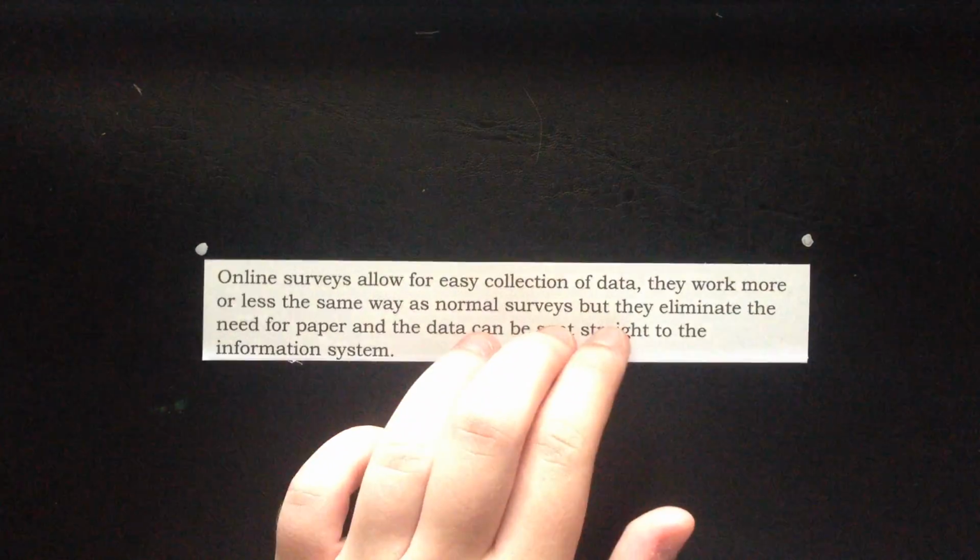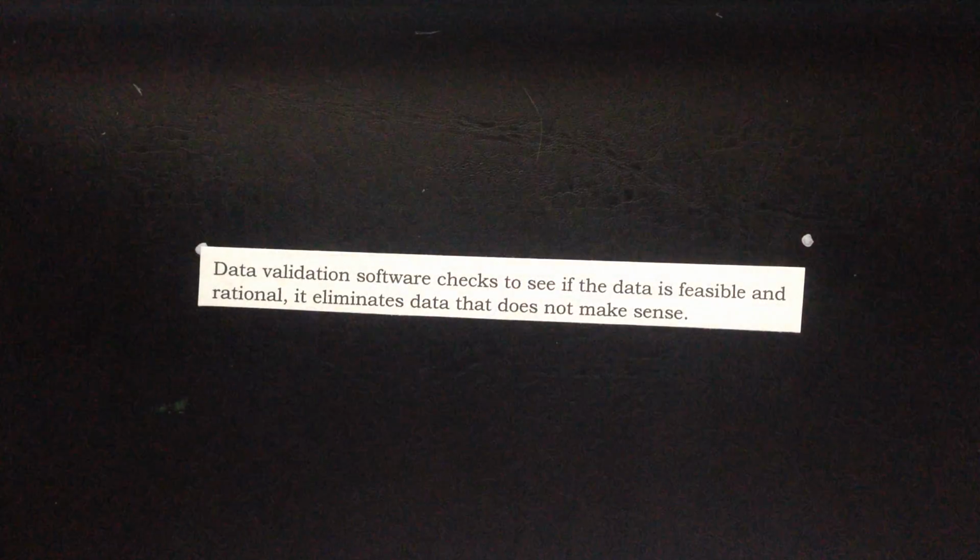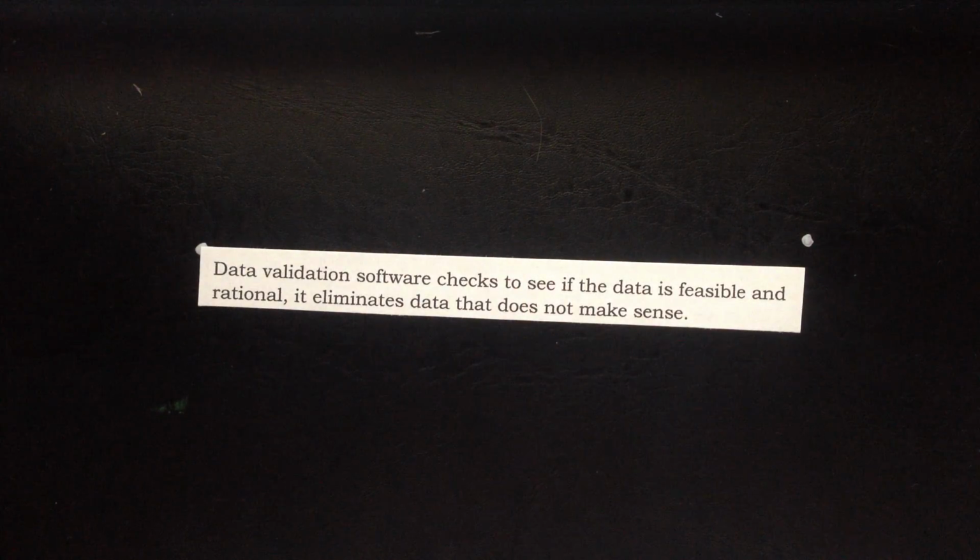Online surveys, data validation and an interface are examples of software that can be used in the collection process. Online surveys allow for easy collection of data. They work more or less the same way as normal surveys, but they eliminate the need for paper and the data can be sent straight to the information system. Data validation software checks to see if the data is feasible and rational. It eliminates data that does not make sense.